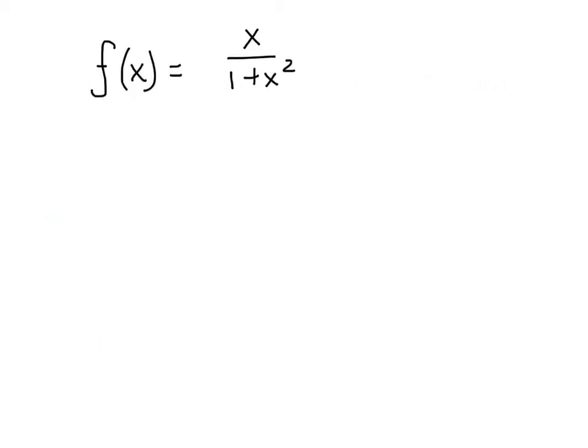When we're trying to optimize functions, the first thing we need to do is take that first derivative. We're going to have to use the quotient rule on this function. It's a rational function. My numerator is x, and we usually make u equal x, so the derivative, u prime, is just 1. Then our v is the denominator, 1 plus x squared, and our v prime is 2x.